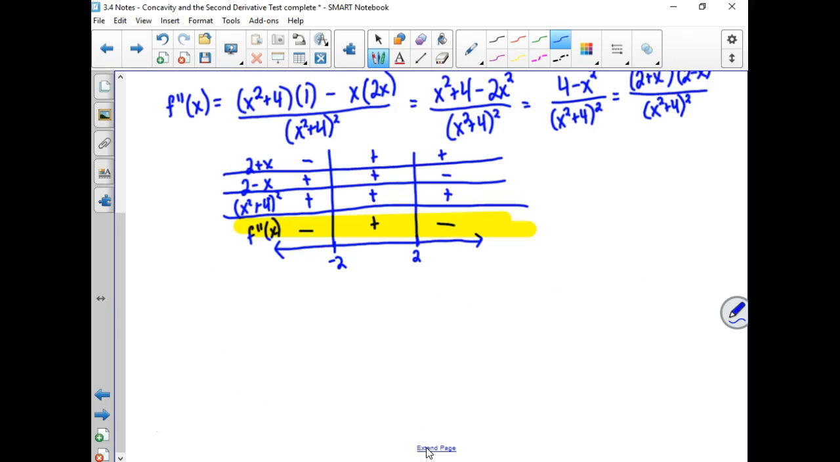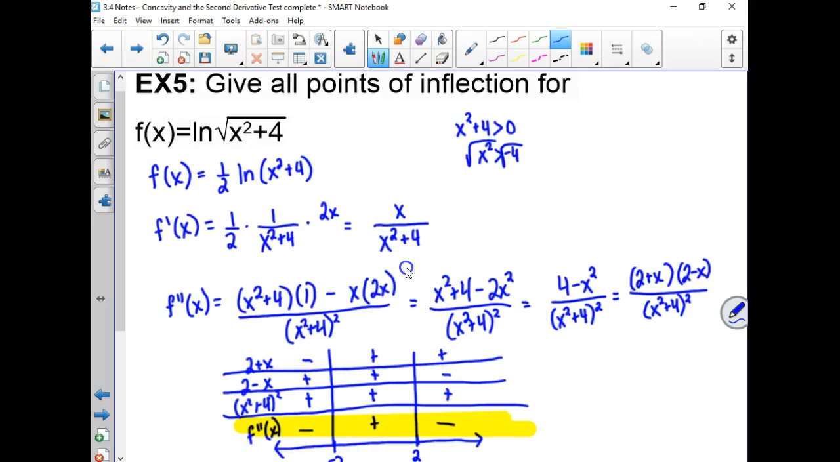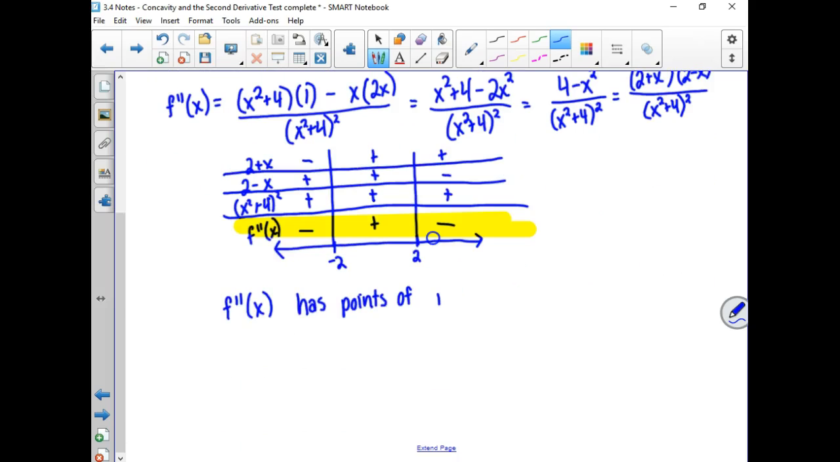So we need to know points of inflection for this. Points of inflection are places where our second derivative changes from positive to negative or negative to positive. So we would say f double prime of x has points of, let's see, did it just ask for x coordinates? Oh, of inflection.